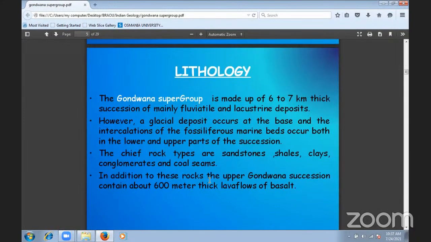Coming into the lithology, the Gondwana supergroup is made up of 6 to 7 kilometers of thickness. And the succession mainly has fluviatile and lacustrine deposits. And these are glacial deposits which occur at the base, and intercalations of the fossiliferous marine deposits, which occur both in the lower and upper parts of the succession.